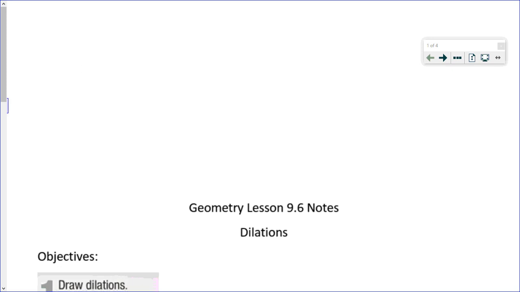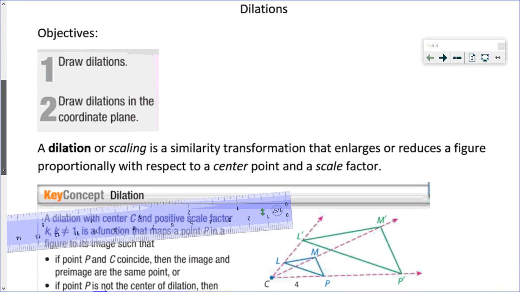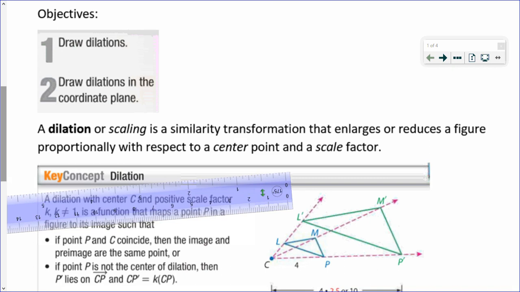All right, hello everyone. Today we're talking about dilations. Our objectives: we're actually not going to draw dilations, just plain dilations. We will draw dilations in the coordinate plane. Right? This is important here on this first page.